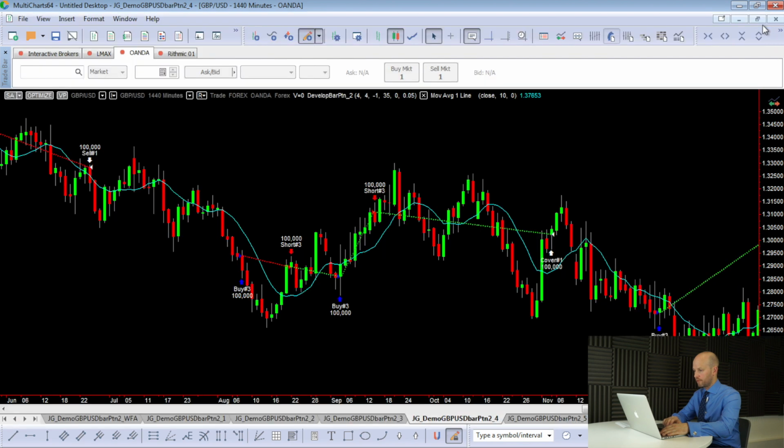Now I'm going to show you a different exit, and you'll notice on the chart I've got this cyan moving average line, and all that is a 10 period simple moving average.